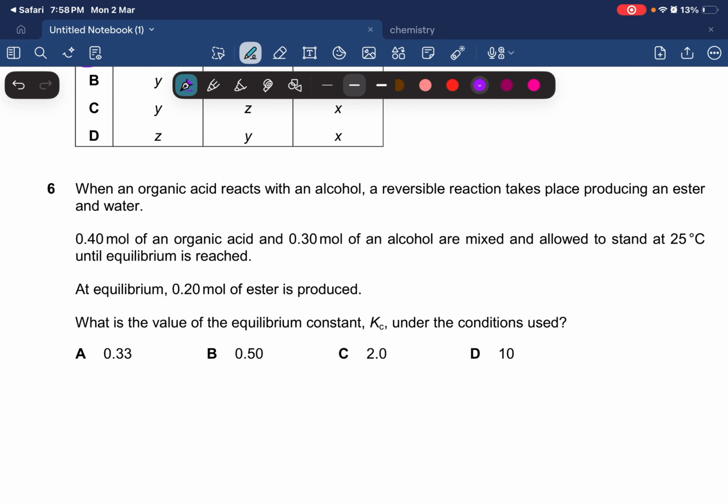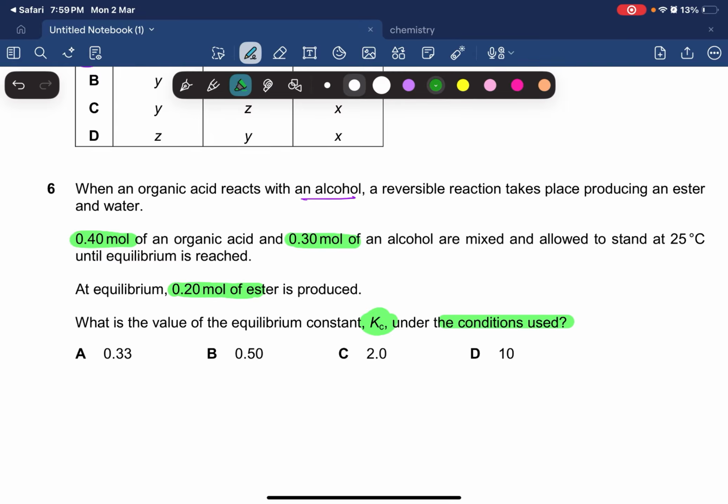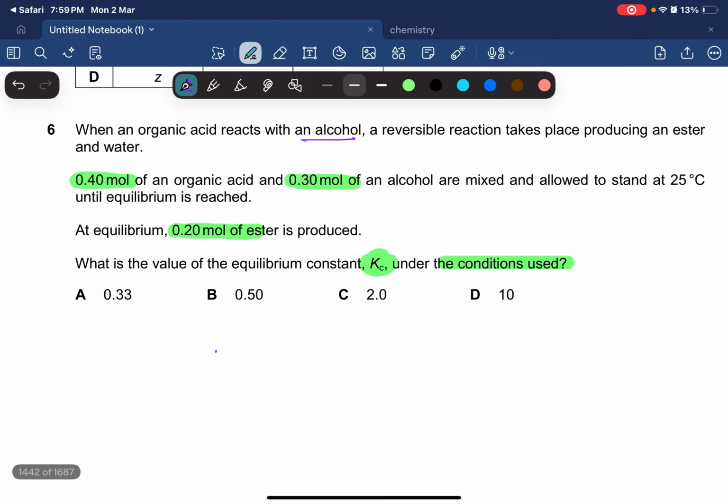When an organic acid reacts with an alcohol, a reversible reaction takes place, producing an ester and water. 0.4 mole of an organic acid and 0.3 mole of an alcohol are mixed and allowed to stand at 25 degrees until equilibrium is reached. At equilibrium, 0.2 mole of ester are produced. What is the value of the equilibrium constant Kc under the conditions used? Okay, so they're saying we have an organic acid plus alcohol and we're producing an ester in a reversible reaction.